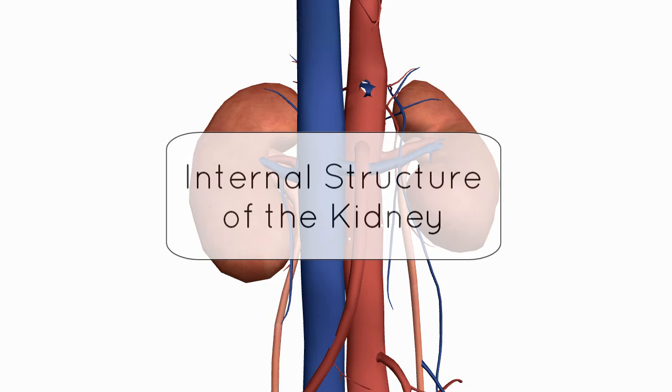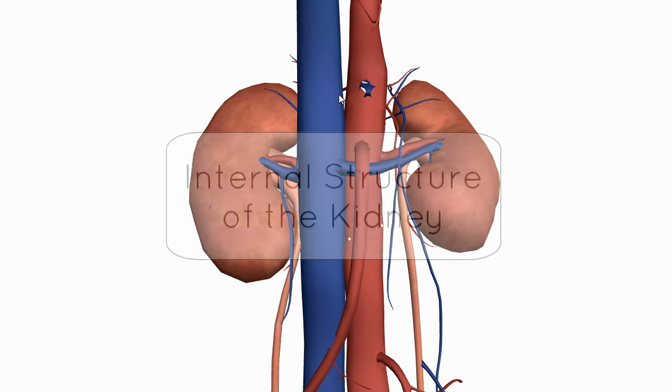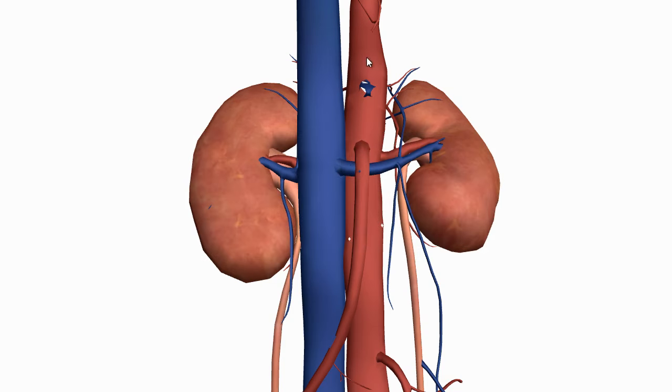Okay, so this is a tutorial on the internal structure of the kidneys. So we're looking here at the two kidneys, and you can see the abdominal aorta and the inferior vena cava giving off the renal arteries and renal veins to the kidney. And you can see the ureters coming out of the kidney. So the place where these structures enter the kidney is called the hilum.